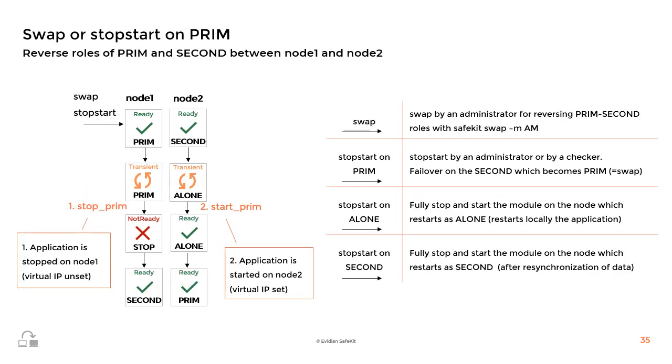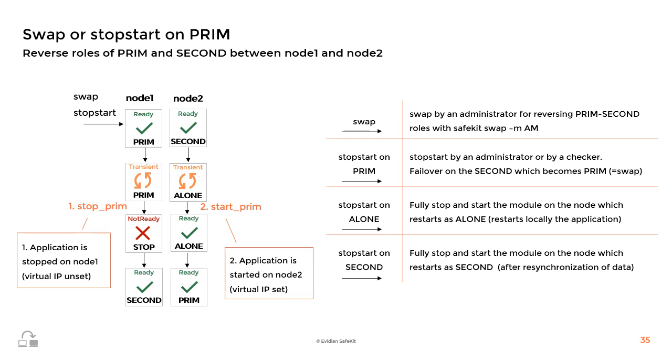Let's now talk about the swap action. This action reverses the roles of the primary and secondary nodes. The swap action is equivalent to the stop-start action executed on the primary server. The action can be initiated by an administrator or a checker. As shown in the figure, the application is initially running on node 1, the prim server. By initiating a swap or stop-start action on node 1, first the stop prim script is executed on node 1.